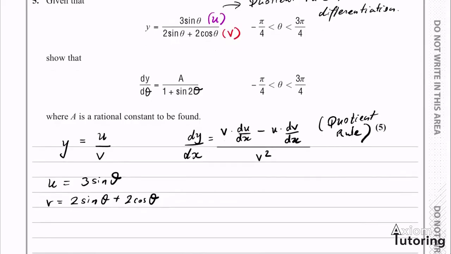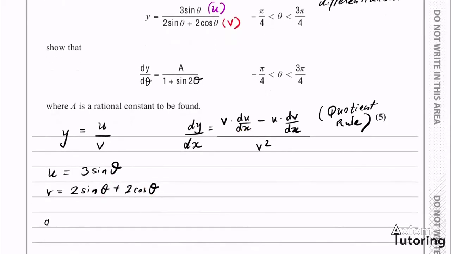Okay, so now what we also need is u and v differentiated, but of course, in our case, we're differentiating with respect to theta instead of x. So let's do that. du over d theta, so we'll do that first. If we differentiate 3 sine theta with respect to theta, we're going to get 3, that stays the same, that's just a constant, and then sine theta differentiates to become cos theta. So du over d theta is actually 3 cos theta.